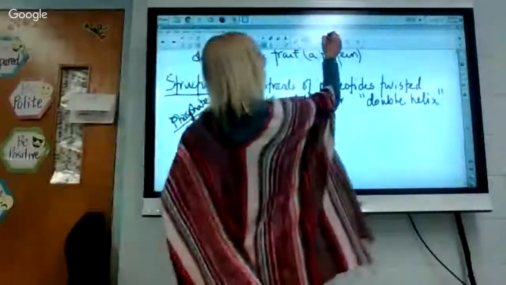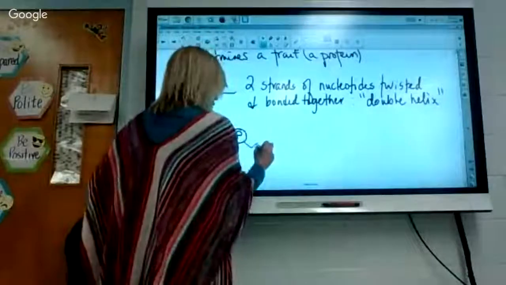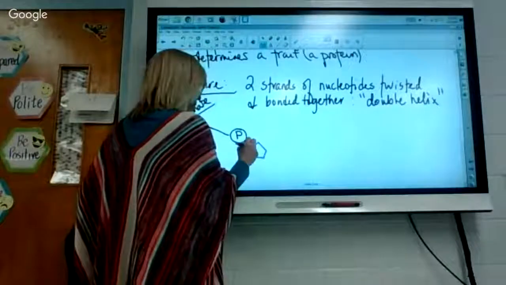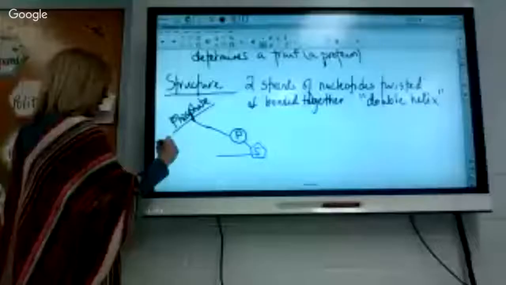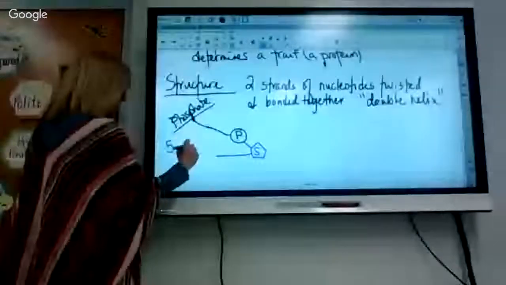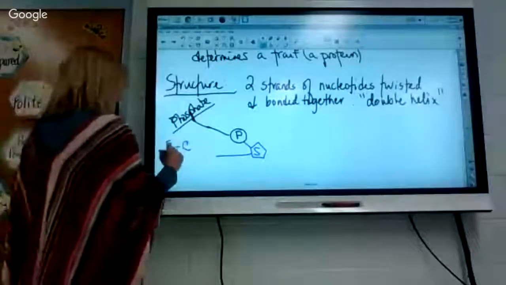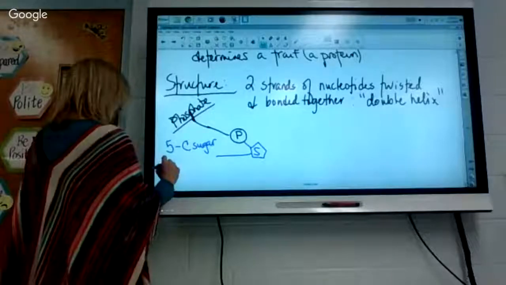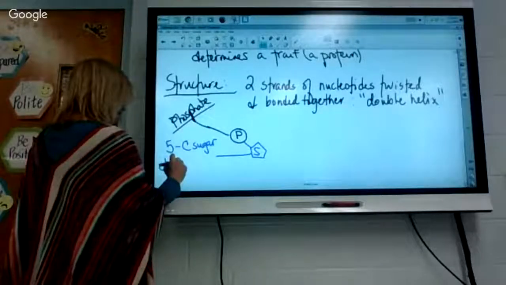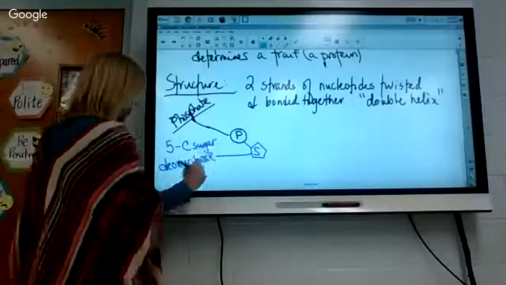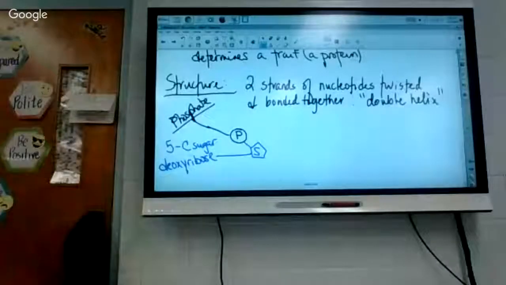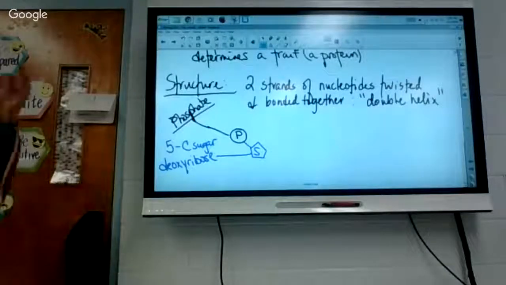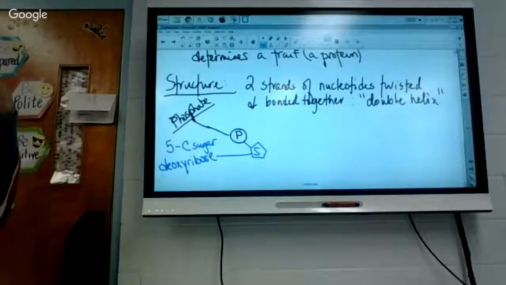So this is where I am with the color. And it's a 5-carbon sugar called deoxyribose. So that's why it looks like a pentagon. Okay, 5-carbon sugar. Deoxyribose. Okay, so that's going to be the second thing that's on the outside of that model.